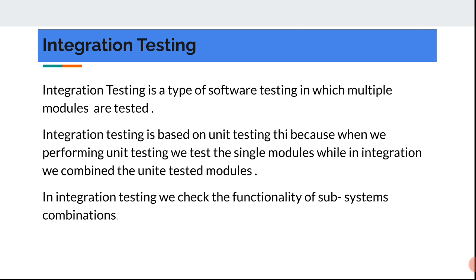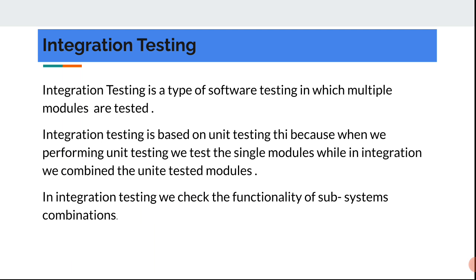So we have the integration testing. Integration testing is a type of testing in which we test multiple modules, or when multiple modules are tested together, then we call it integration testing. Integration testing is based on unit testing. This is because when we perform unit testing, we test single modules, while in integration testing we combine the unit tested modules. So integration testing depends upon unit testing. When the unit testing is performed properly, then the integration testing will also give us positive results.